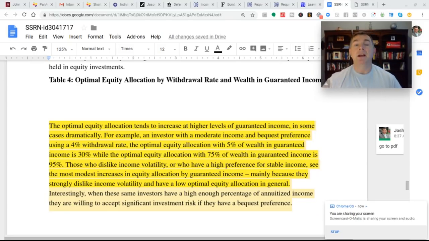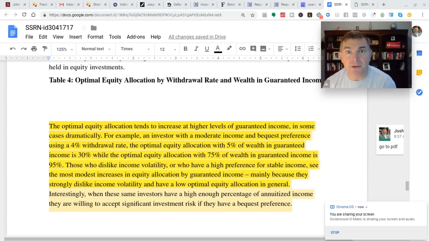I'll show it here in just a second. While the optimal equity allocation with 75% of wealth in guaranteed income is 95%. So again, if you have 5% of your wealth in guaranteed income, you're going to want 30% of your remaining wealth in stocks. If you have 75% of your wealth in guaranteed income, you're going to want 95% of your remaining wealth in stocks. And I'll show you the table here in just a second.